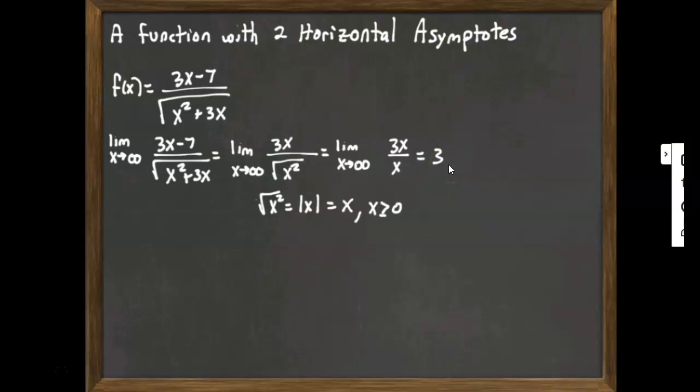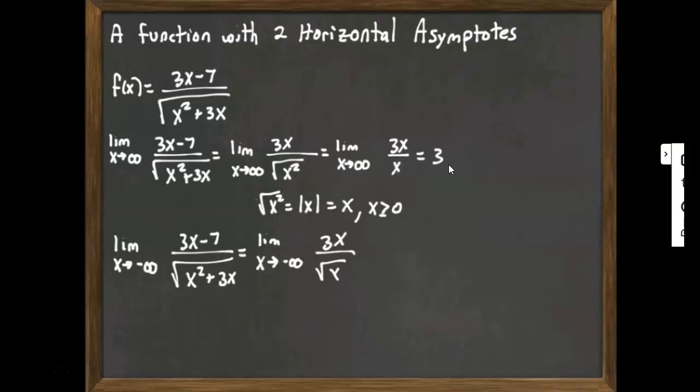And then we turn around and say, well, what about a second horizontal asymptote? Is it possible to have a second one? Yes, it is. And so we look at it as we go to negative infinity. And in this case, we're actually going to get something different, because the setup's the same. We have the limit going to negative infinity of 3x minus 7 over the square root of x squared plus 3x.